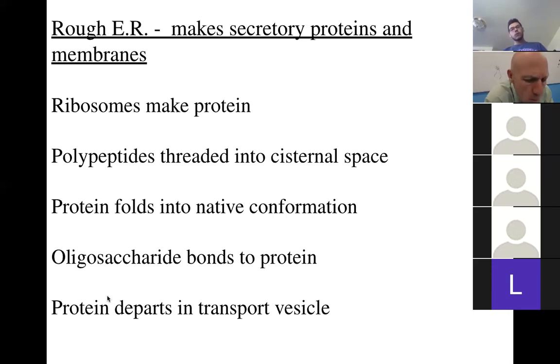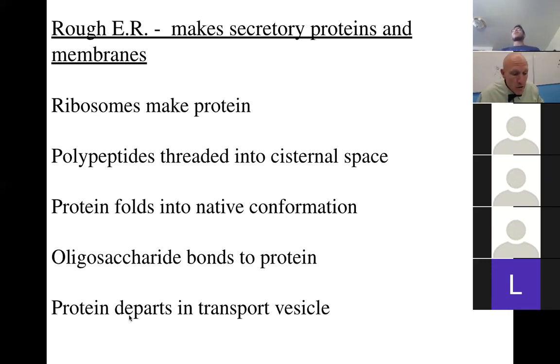Anybody know about diabetes in here? What protein do you got to produce that diabetics do not, at least in type 1? What protein has to be released out of the cell? Is that insulin? Insulin, right? So this could be the whole roadway to insulin.